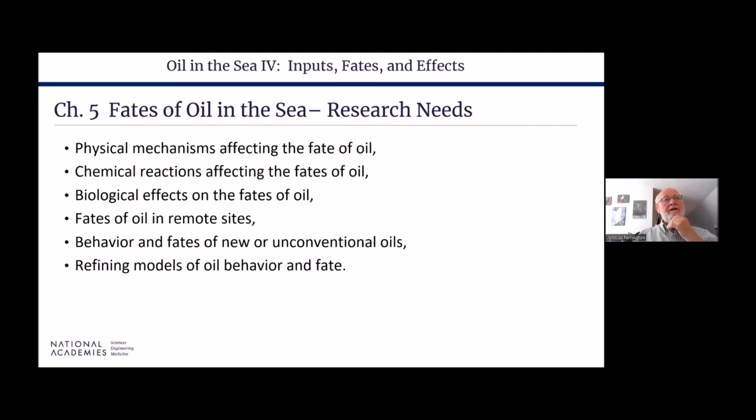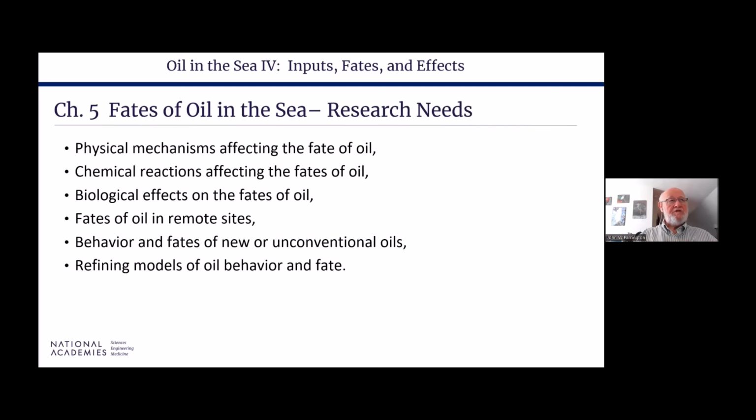And lastly, we had a number of recommendations on research needs, and I won't go into these in great detail. It's been a huge advance in our knowledge based on research that's been ongoing, both in the field and in the laboratories and in mesocosms.